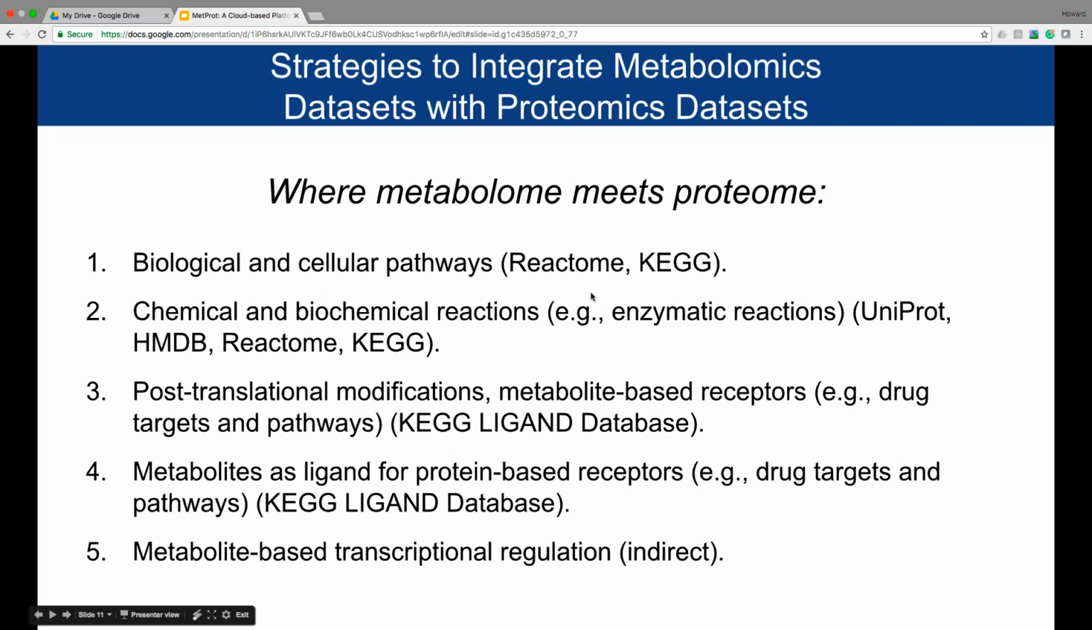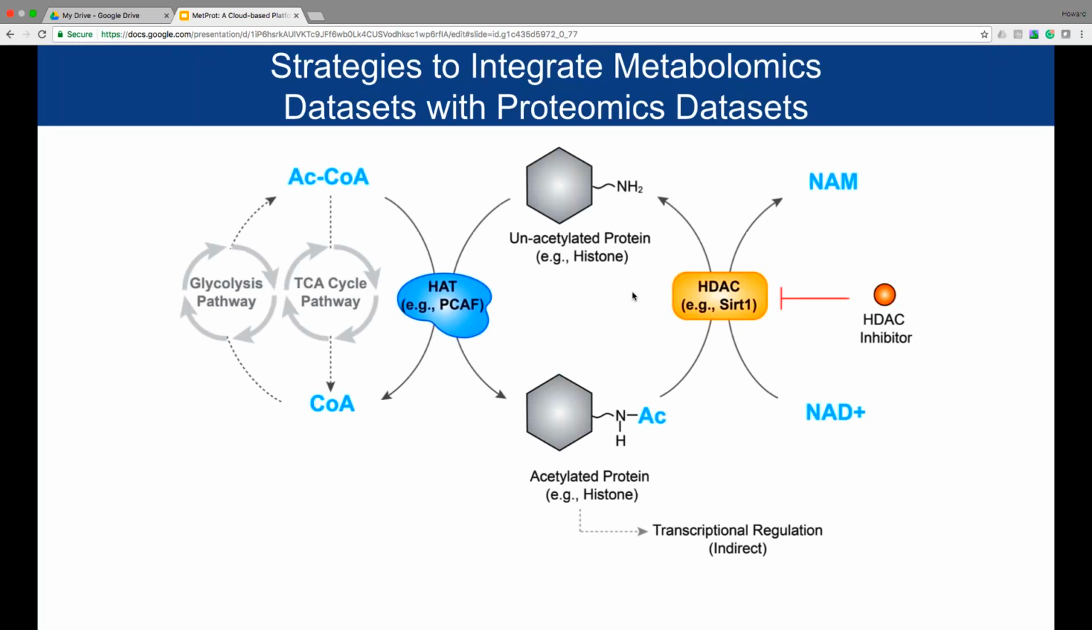And the databases in the parentheses are the databases we will utilize to find the interface between proteins and metabolites. I would like to use a particular biological process that consists of multiple biochemical reactions as an example. In this scenario, we have unacetylated proteins with the acetylated proteins as well as a major.